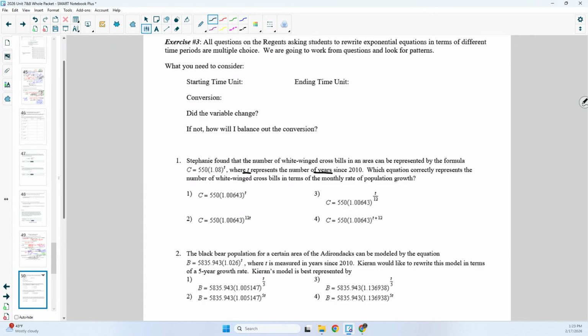So the first thing we're going to do, and I'm going to write it up here, is ask what is my starting time unit? So my starting time unit is years. And they want my ending time unit to show monthly growth. So my ending time unit is months. And to convert between those two, when I go from years to months, I'm expecting my rate to get smaller because less change is going to happen in a month than a year.